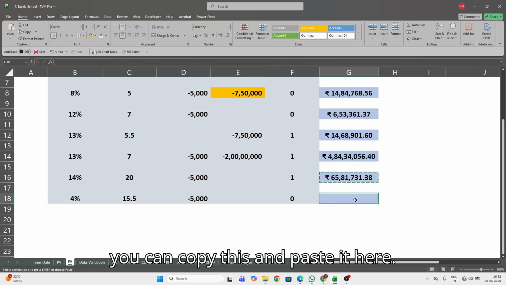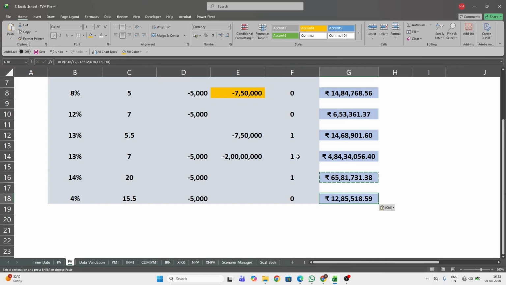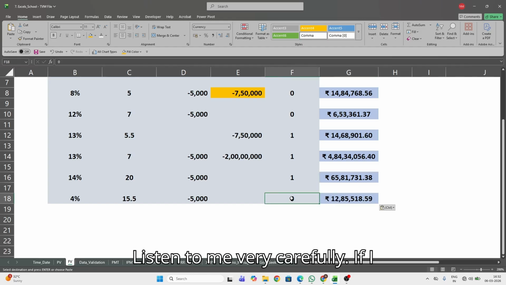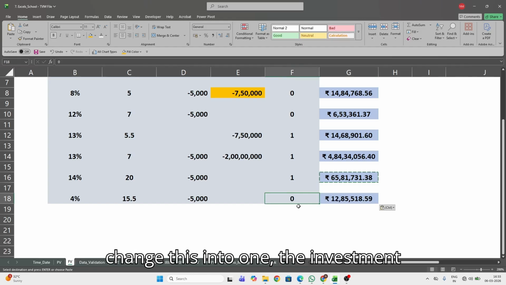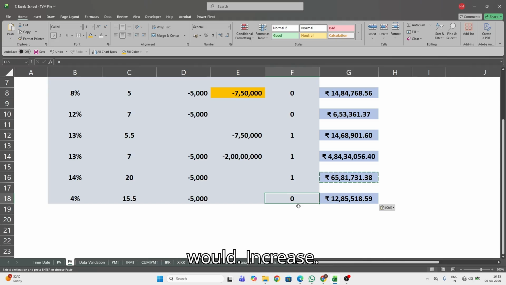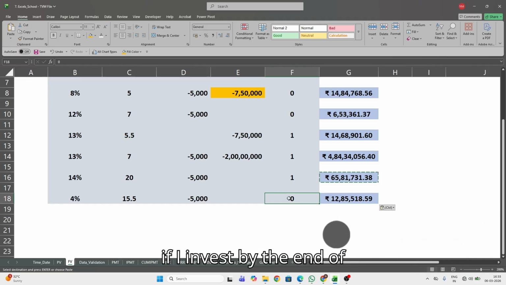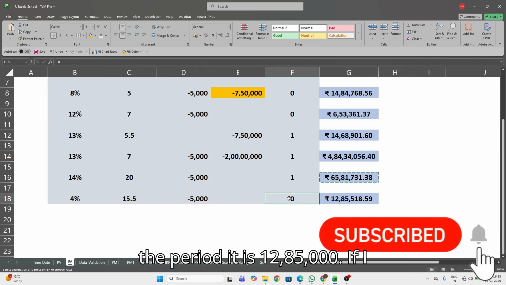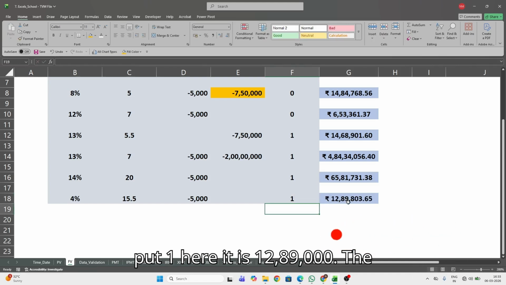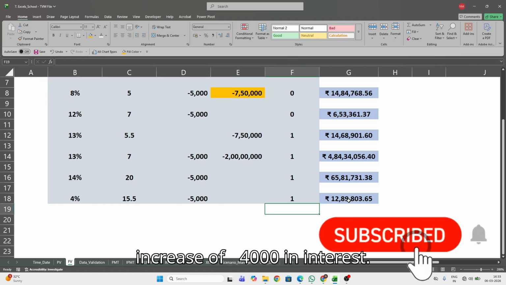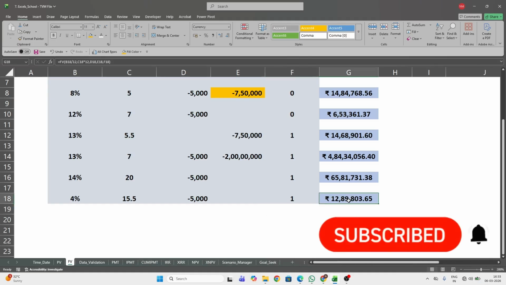So you can copy this and paste it here. Listen to me very carefully. If I change this into 1, the investment would increase. The future value would increase. It is 12 lakh 85,000 right now. If I put 0 here, that means if I invest at the end of the period, it is 12 lakh 85,000. If I put 1 here, it is 12 lakh 89,000. The increase of 4,000 rupees in interest, right?